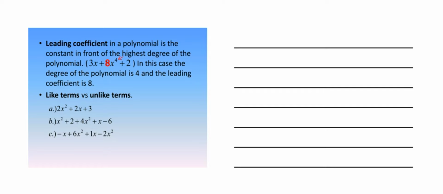So below we have like terms versus unlike terms. We kind of already did that in the previous view, agreed? So let's backtrack a little to the previous view.